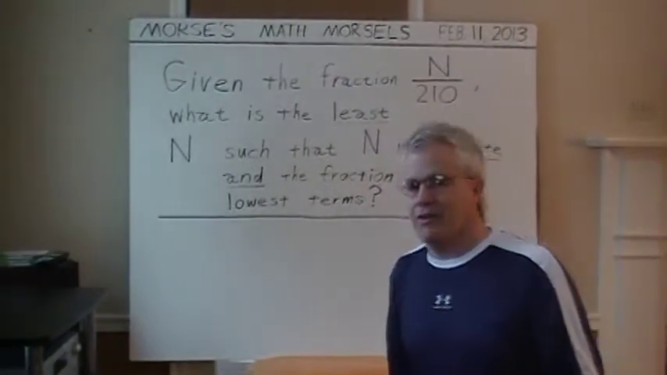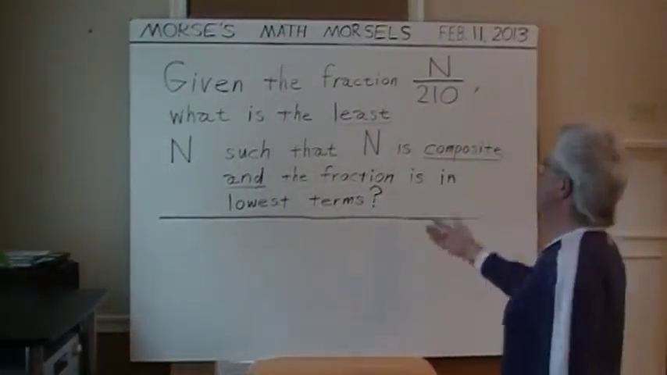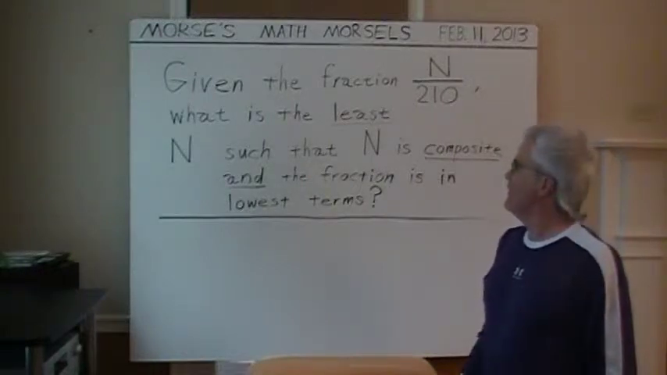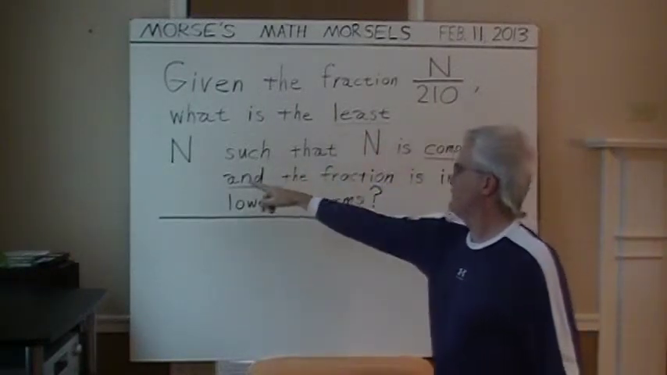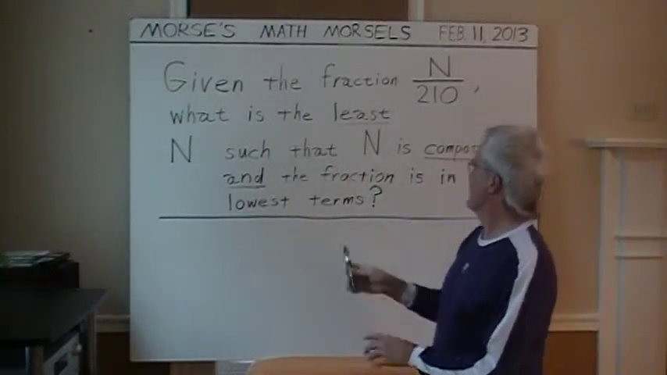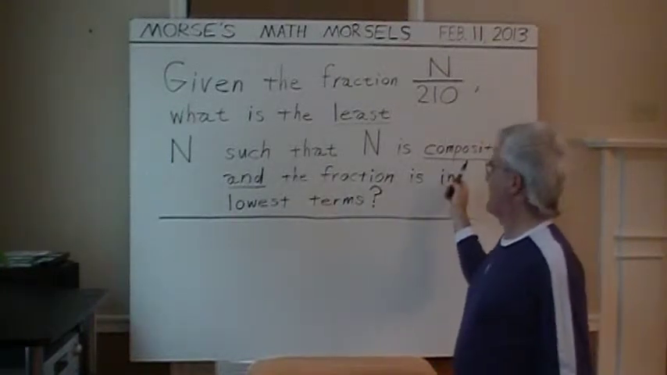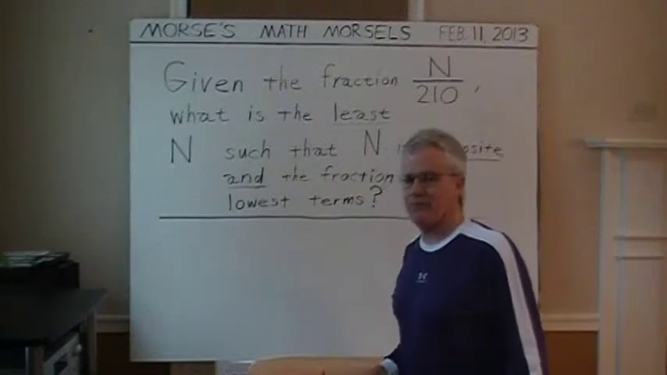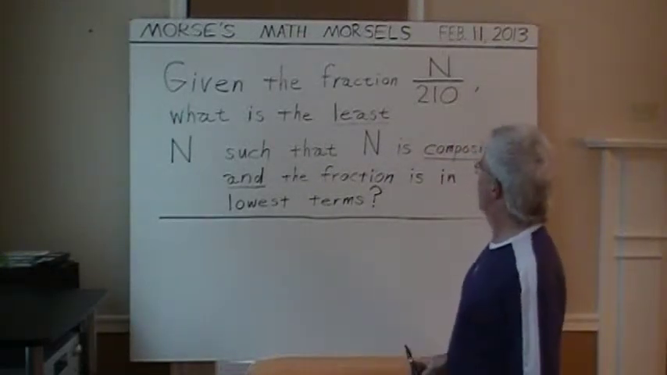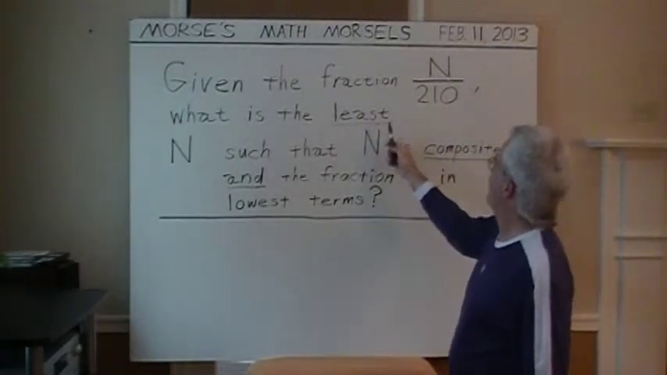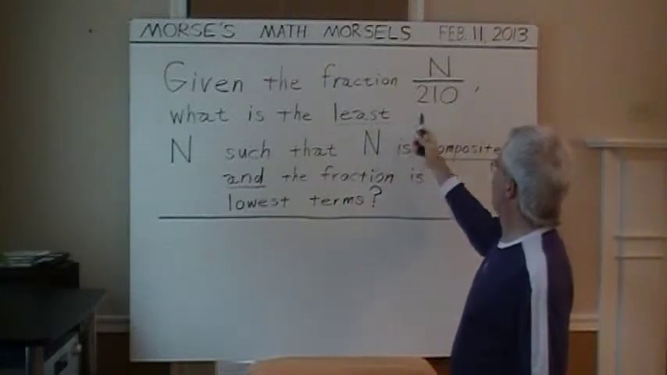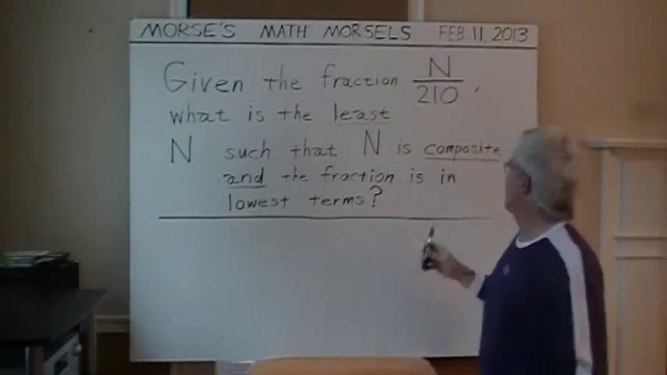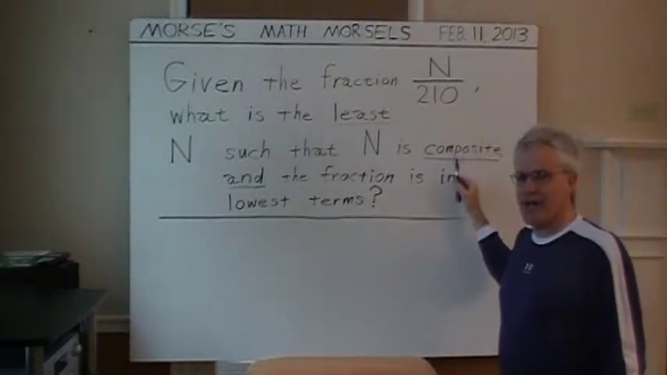Today's question is: given the fraction n over 210, what is the least value of n such that n is composite and the fraction is in lowest terms? What does that mean? Well, least will be the least positive n, as close to 0 as possible, and composite means that n is not prime.